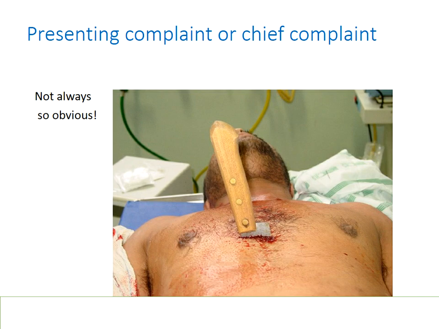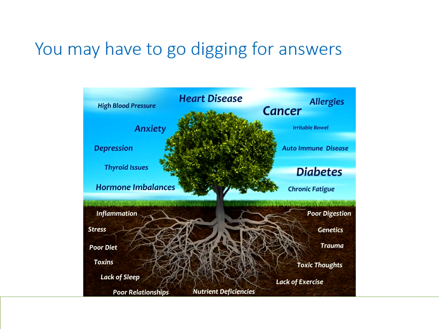So our presenting complaint or chief complaint, not always so obvious as this poor chap, and some people might come in and say they're feeling generally unwell, and you find their chief complaint is chest pain or shortness of breath. They might come in and say they think they're having a heart attack, but you find out they've got costochondritis. So it's not always blatantly obvious what the chief complaint is. You may have to go digging round for your answers. There's a good example here of looking underground and finding various nuggets of information you might need to pull out of the patient's story, to enable you to form your diagnostic picture.